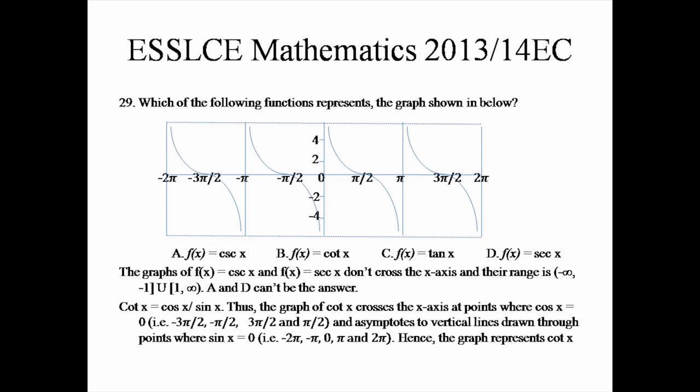Cotangent x is equal to cosine x divided by sine x. The graph of cotangent x crosses the x-axis at points where cos x is equal to 0, that's negative 3 over 2 pi, negative pi over 2, pi over 2 and 3 over 2 pi, and has asymptotes at the vertical lines drawn through points where sine x is equal to 0, that is negative 2 pi, negative pi, 0, pi and 2 pi. Hence the graph represents cotangent x. The answer is choice B.